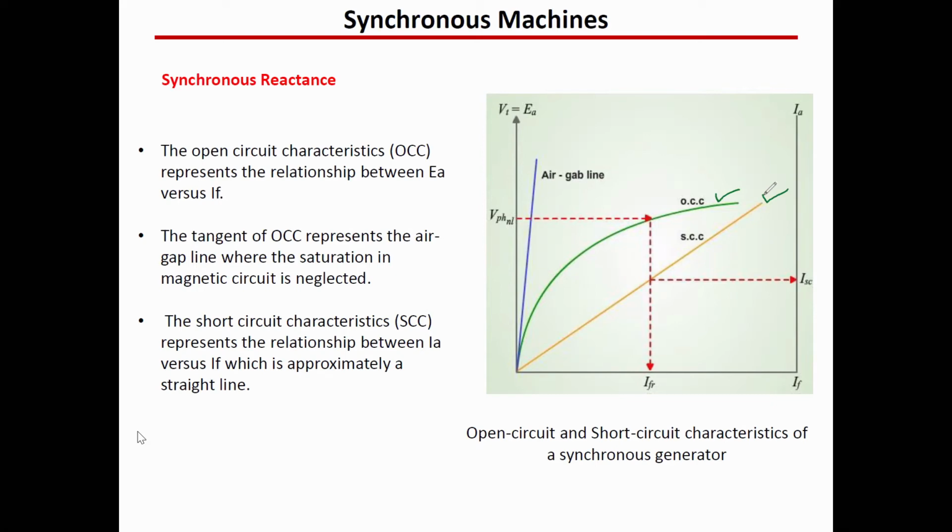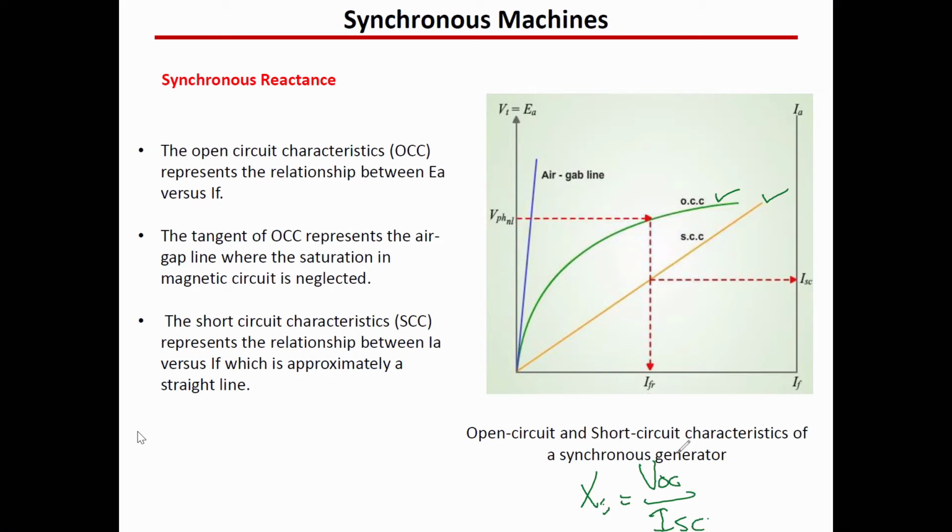So the value of XS will be the voltage from the open circuit test divided by the current from the short circuit test. But which voltage, which current? This is the question here. Well, this is a very important question, because you remember that for the voltages, we have many voltages here. For the currents also, we have many currents because we kept changing IF.